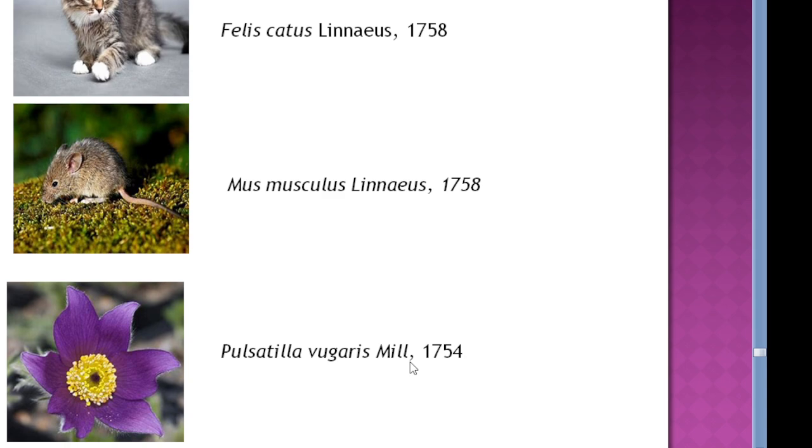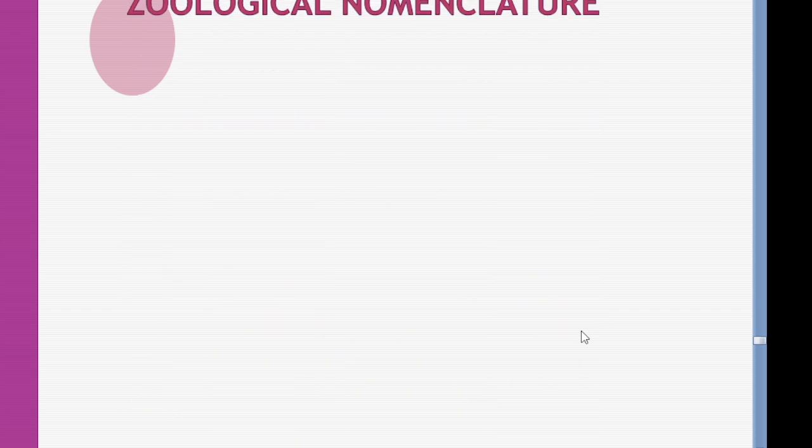So you can do your own research to choose other examples, and send them to me on Telegram, and I can correct them for you. So that is all the information concerning the binomial, and let's move to some technical terms used in zoological nomenclature.